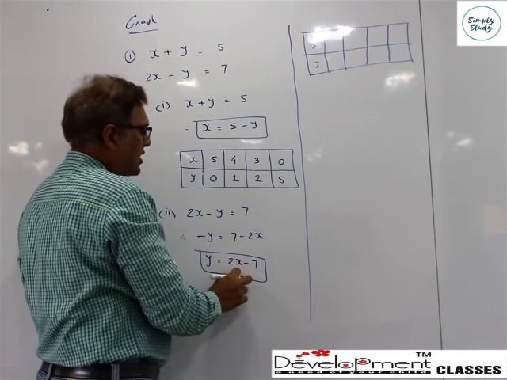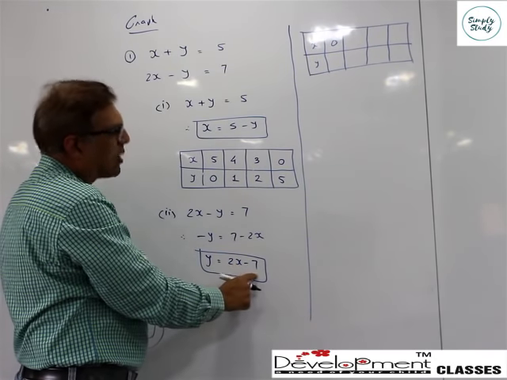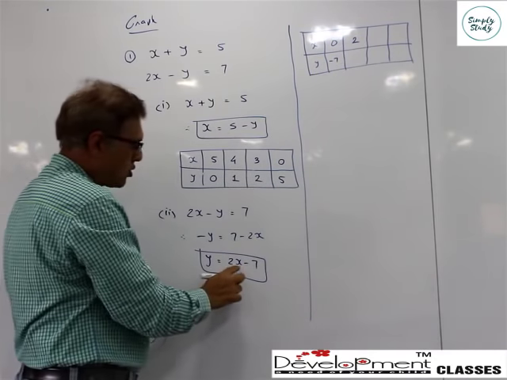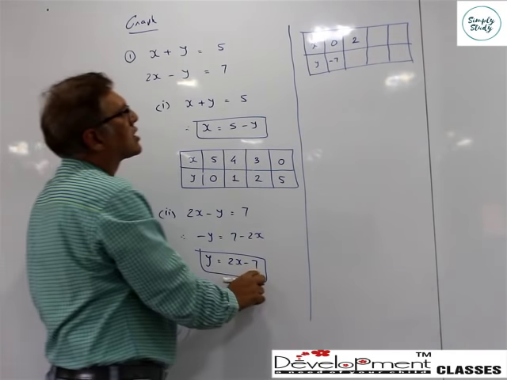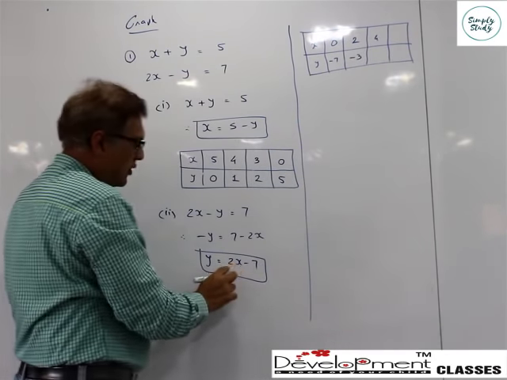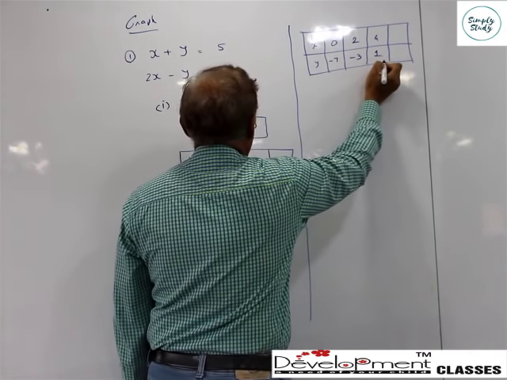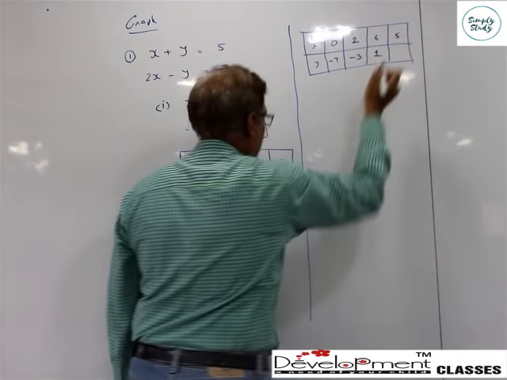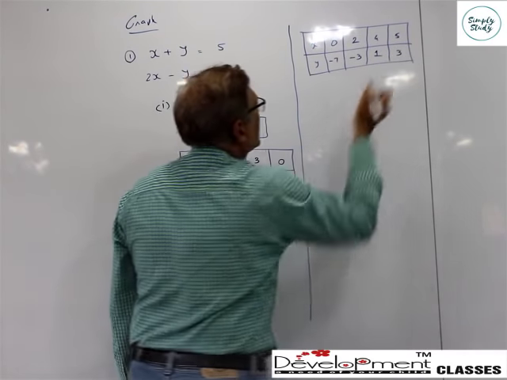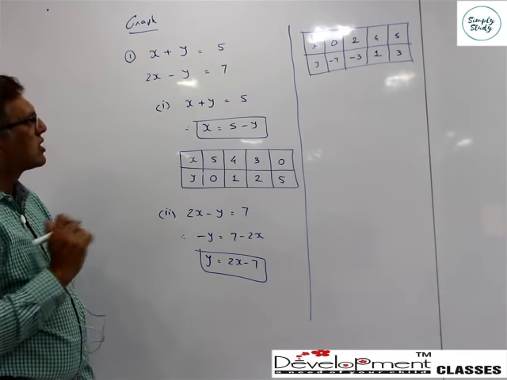Suppose I take x is equal to 0. So 2 into 0 becomes 0, 0 minus 7 will become minus 7. If I take it as 2, 2 2s are 4, 4 minus 7 is minus 3. If I take it 4, then 4 2s are 8 minus 7, that becomes 1. And if I take it 5, 5 2s are 10 minus 7, so that is 3. So now you have a table for both the equations, first and second.